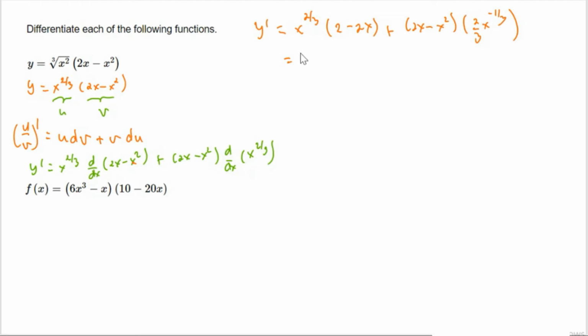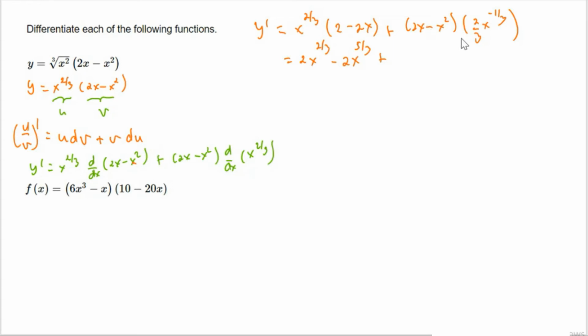So we can write the product as 2x raised to 2/3 minus 2x times x to the power of 2/3, which can be written as negative 2 of x to the power of, you add the exponents of x, 2/3 plus 1, which is equal to 5 over 3. So we have negative 2x to the power of 5 over 3, plus the second term, 2x minus x squared times 2/3 of x to the power of negative 1/3.